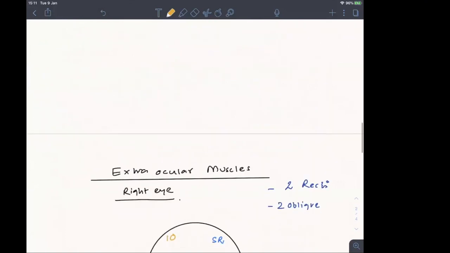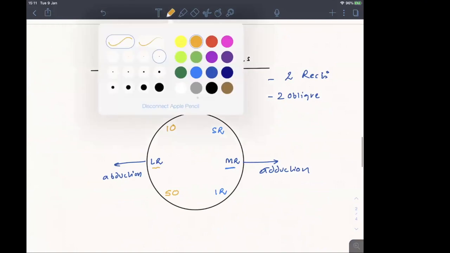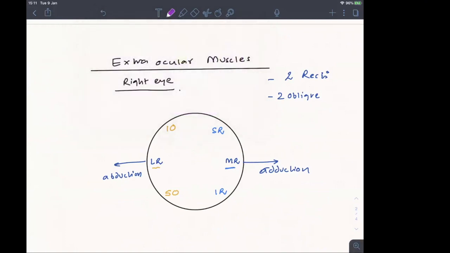Now I want you to forget about the muscles for a second, and I want you to think of these movements. The movements possible are adduction and abduction. This is elevation. This is also adduction. And this is internal rotation. This is adduction. This is depression.